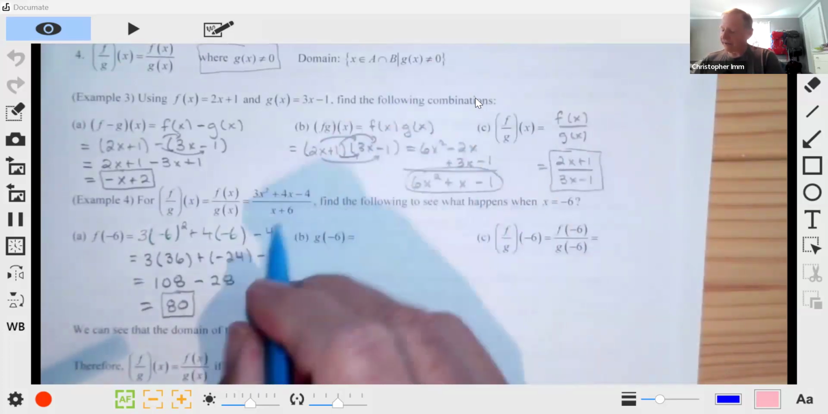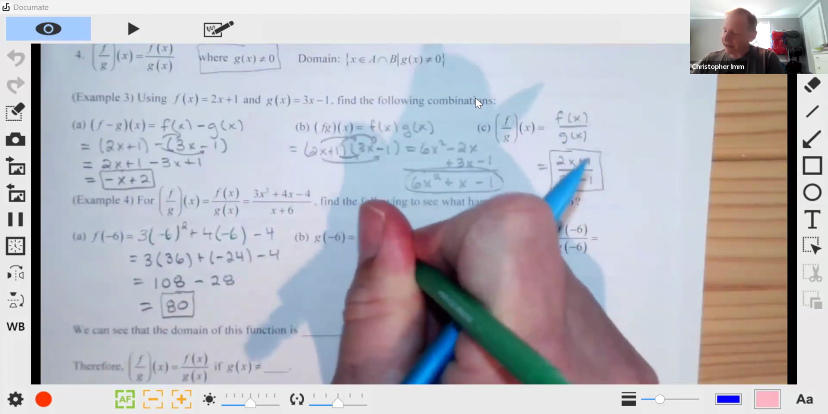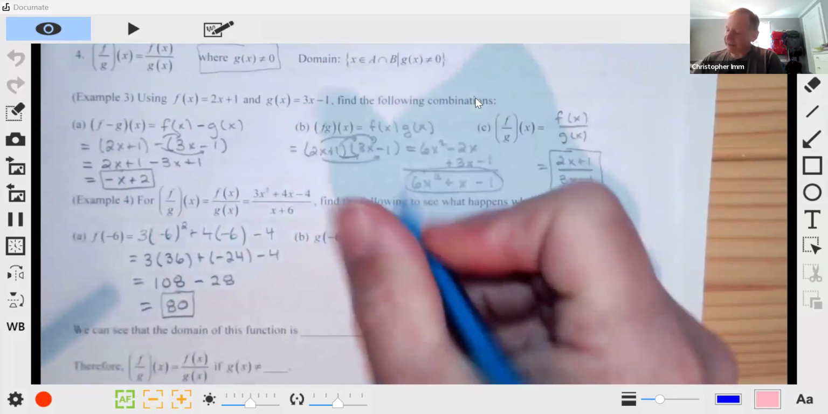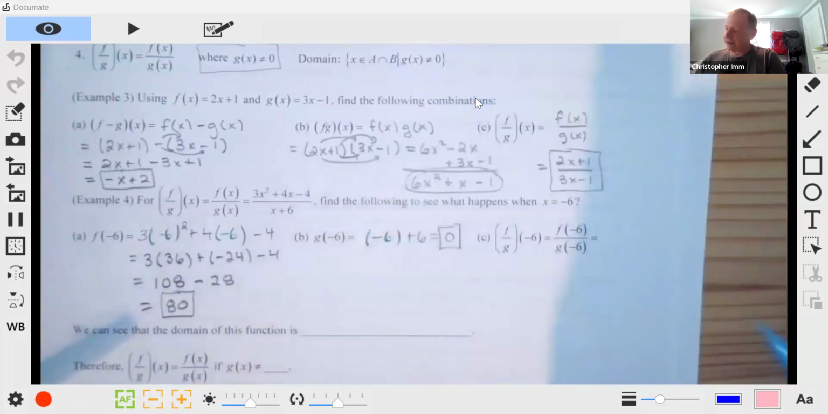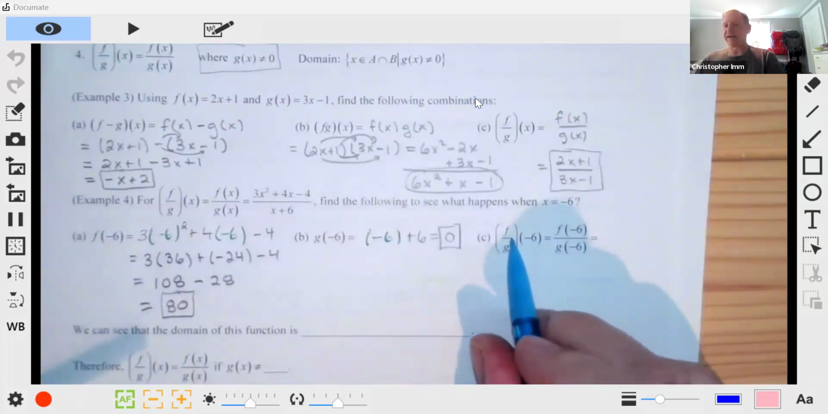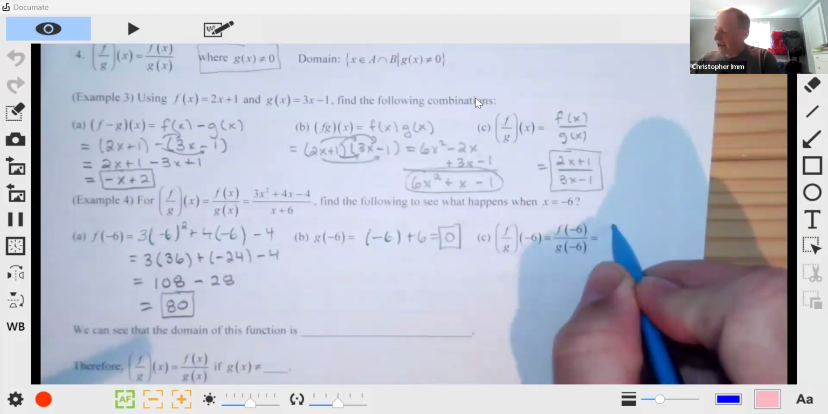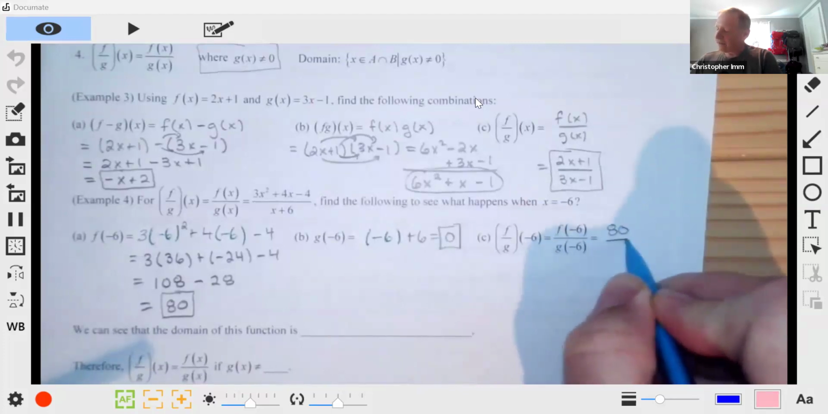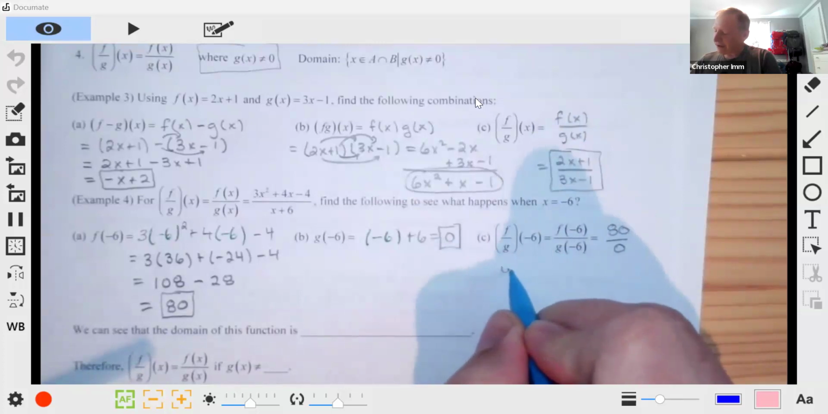G of negative 6, my function for g is x plus 6, so I'll have negative 6 plus 6, and of course that's going to be 0. So when I put these together and try to evaluate that new function f over g of negative 6, I would get 80 over 0, but I can't divide by 0, so this is undefined.